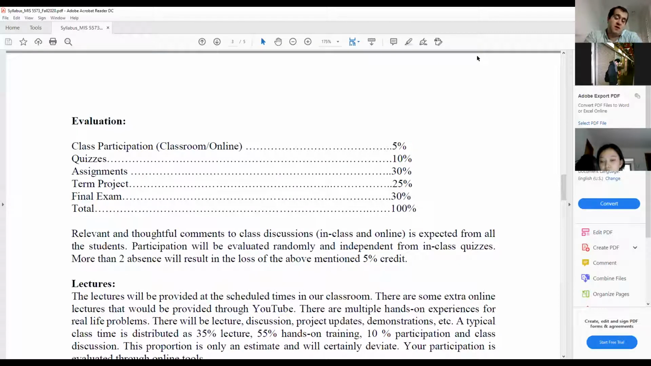Evaluation. 5% comes from class participation. It's based on how active you are in the class discussions, in the group chat room, or if you're in the asynchronous format, I assign some assignments and consider them as your participation. We have quiz, assignment, term project, and final exam, and the total accounts for 100%.